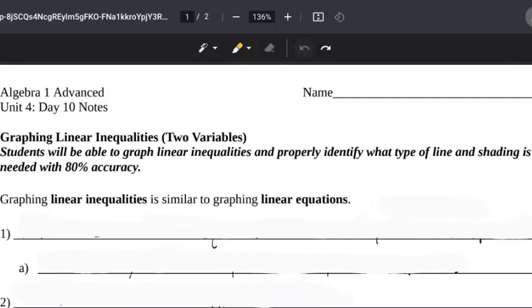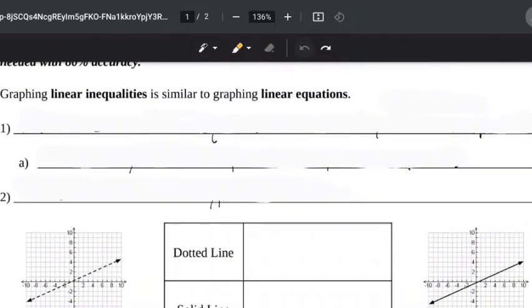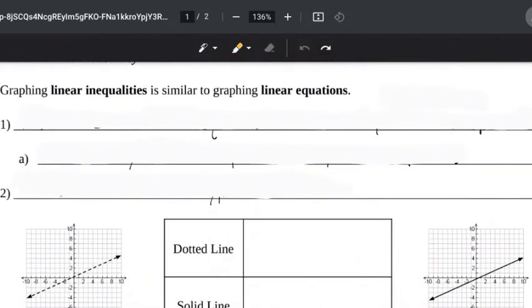Today we're going to look at graphing linear inequalities. So we've been working with graphing equations, but now we're moving to inequalities. Students will be able to graph linear inequalities and properly identify what type of line and shading is needed with 80% accuracy. All right, so we have a few steps that we can go through. You can always refer back to these steps if you are struggling.